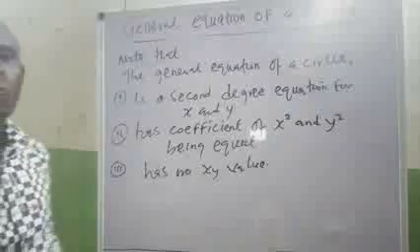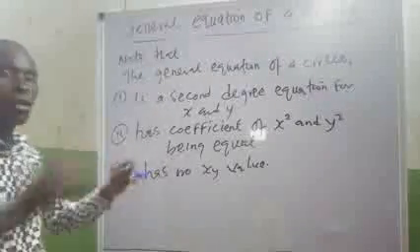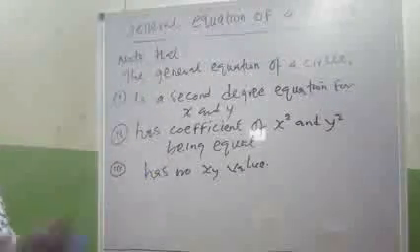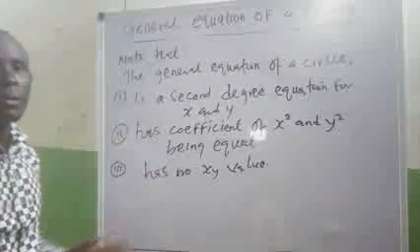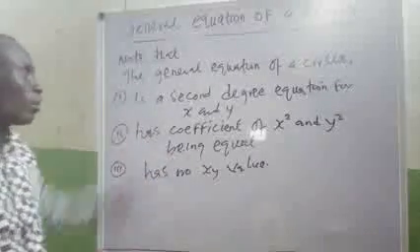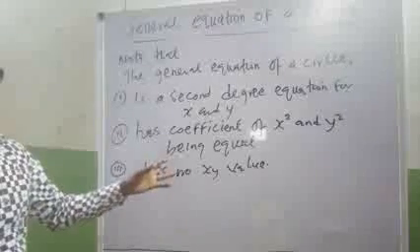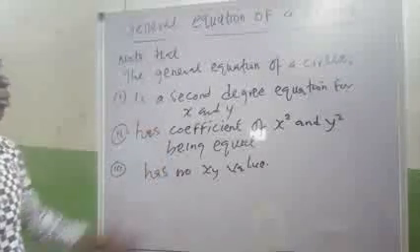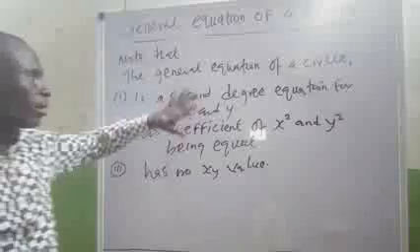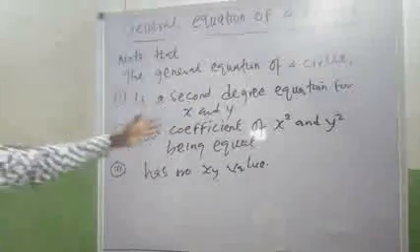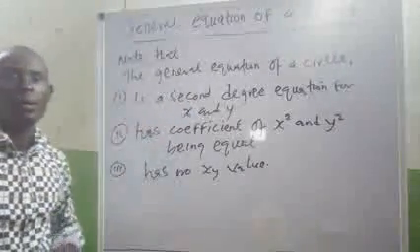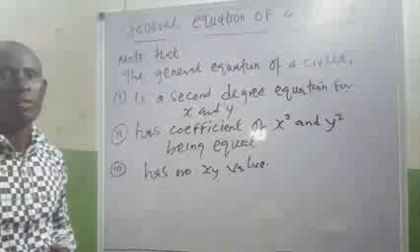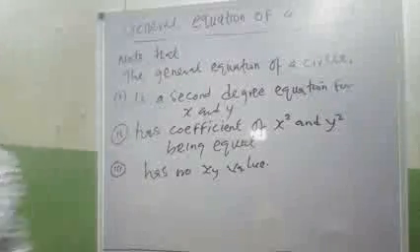So that helps you to identify the equation of a circle. When a question is given to you and you are asked to identify if it's the equation of a circle, these are the 3 things you have to look at. You watch out for this. If these 3 are there, it means it's an equation of a circle. Take note of that.